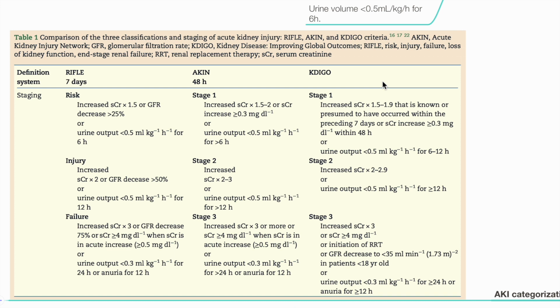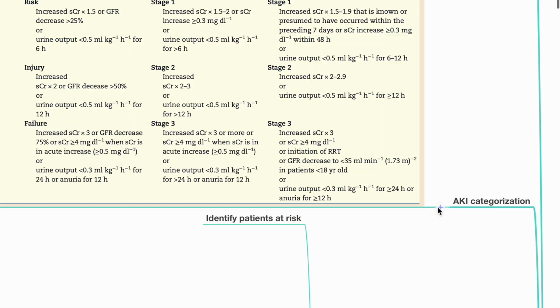In stage 3, there is increase in serum creatinine by 3 times, or serum creatinine increased by 4 or more mg per dl, or initiation of renal replacement therapy, or GFR decreased to less than 35 ml per minute in patients less than 18 years old, or urine output less than 0.3 ml per kg per hour for 24 hours or more, or anuria for 12 hours or more.